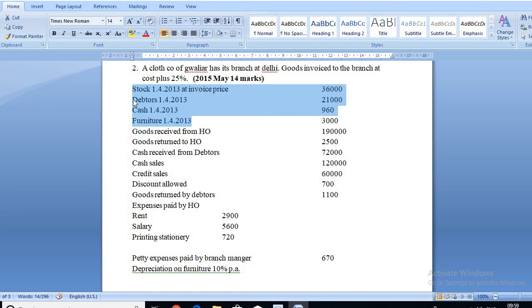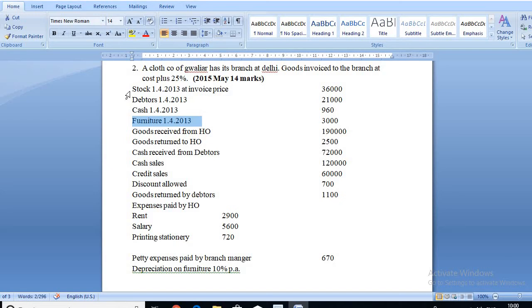So here, closing debtor is not given, and we know that the closing debtor can be calculated by preparing debtors account. And the opening cash is given, but closing cash is not given. The closing cash can be calculated by deducting this 670 from opening value of cash. And the closing furniture is not given, so closing furniture can be calculated by deducting the depreciation.